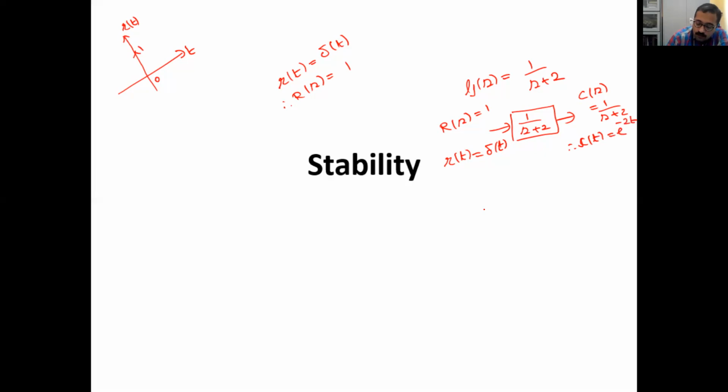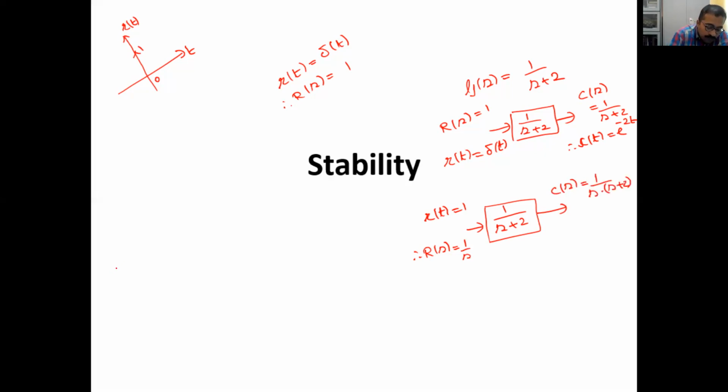Now, to the same system, I am giving a unit step input. R of t is equal to 1. So what will be R of s? R of s will be 1 by s. So what will be C of s? C of s will be 1 by s into s plus 2.